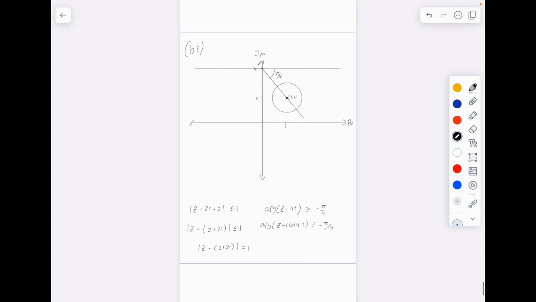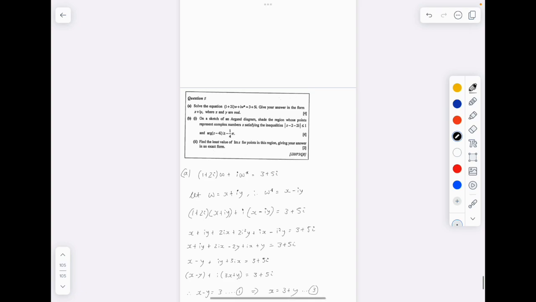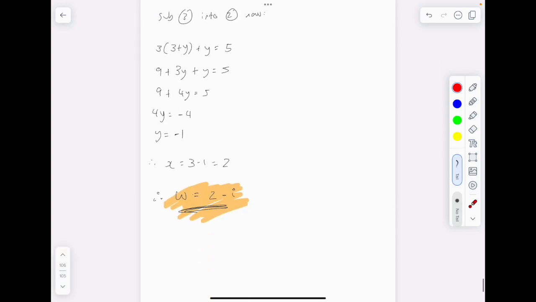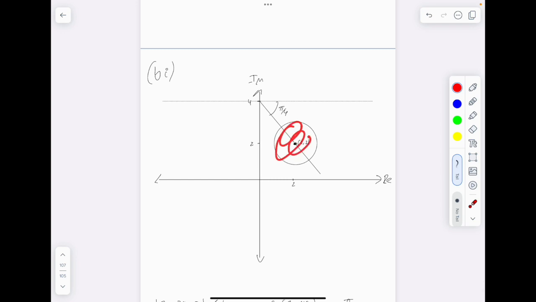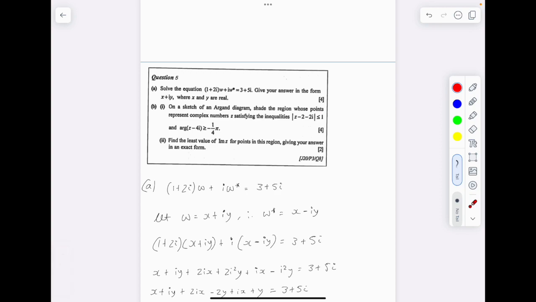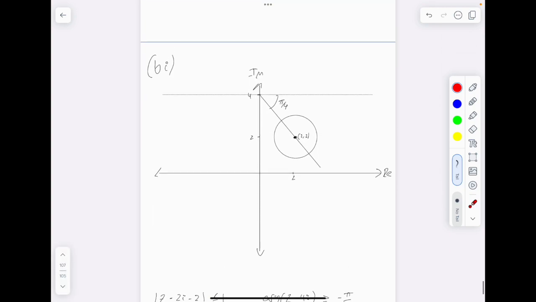Okay. Now remember what it says. It has to satisfy both these conditions. Okay, so it has to be within this circle, and it also has to be greater than the angle of negative pi over 4. So it has to be greater, but also has to be within this. So therefore it has to be within here, right? So what I'm going to do is I'm going to shade this in quick.